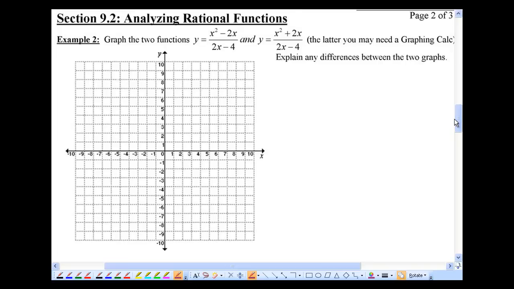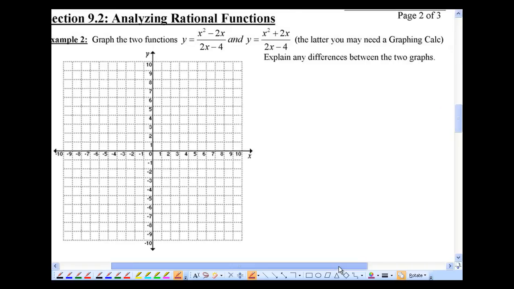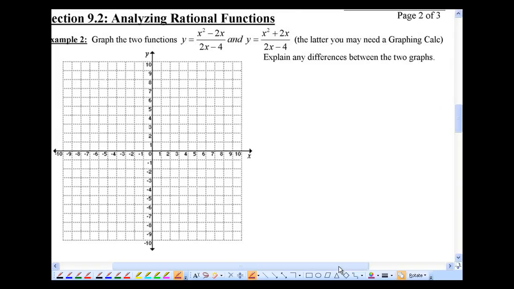Okay, I'd like you to graph these two functions now, and I want you to see if there's any differences between the two graphs. So I will do my colors of blue and red. Let's do the blue one first, and I'm going to ask you to see if you can graph this out. Always see if you can factor first.